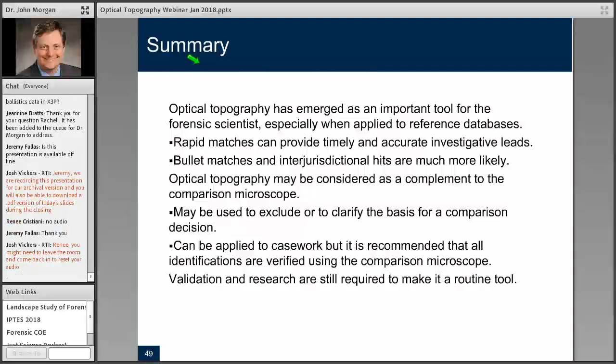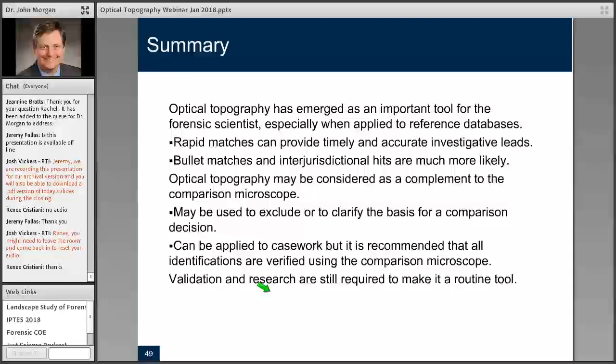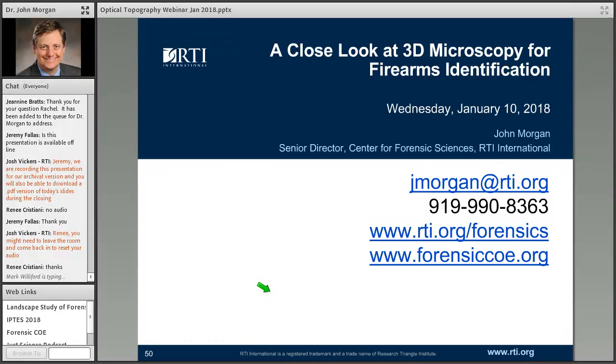So in summary, optical topography is a useful complement to the comparison microscope. It can be used to exclude or clarify the basis for a comparison decision, and is definitely useful for reference databasing, and well worth the investment of time and resources in expanding its use on the reference database side, using the current NIBIN system, or whatever direction ATF ends up going.